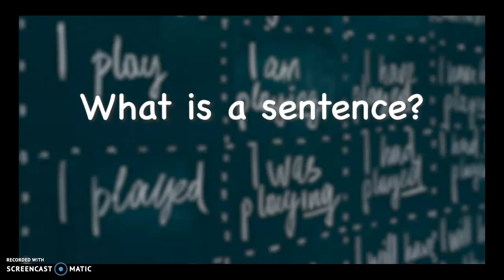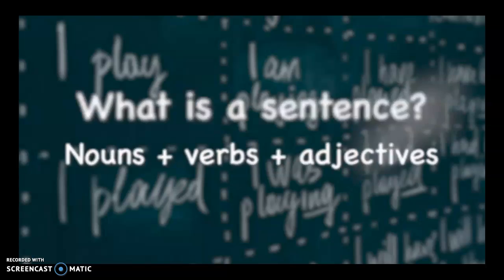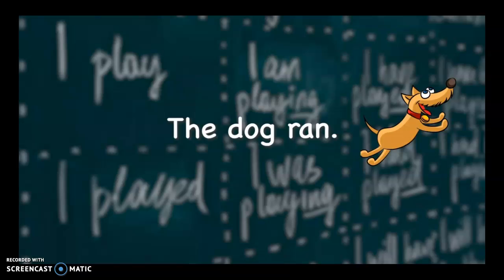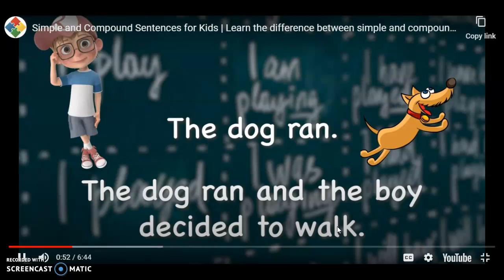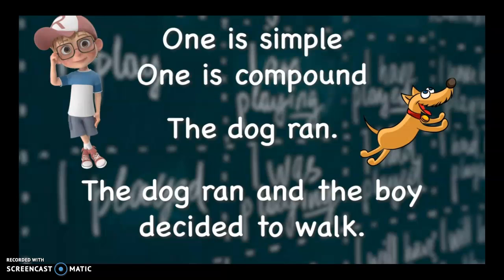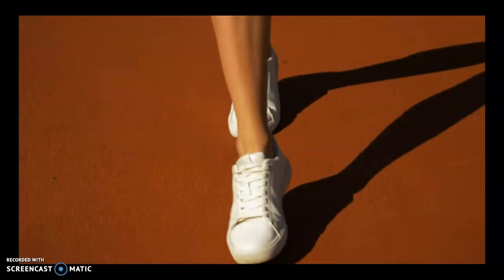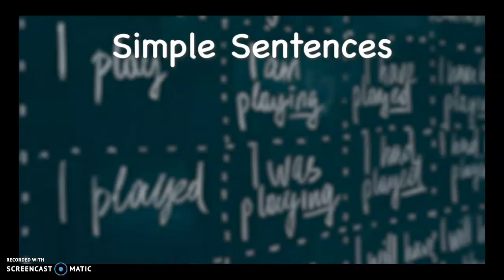At its most basic, a sentence is formed when you put words such as nouns and verbs and adjectives together. The dog ran. That's a sentence. The dog ran and the boy decided to walk. That's also a sentence. But those two sentences are different, right? Yes. One of them is a simple sentence and one is a compound sentence. But let's step back for a second. First, let's talk about simple sentences.